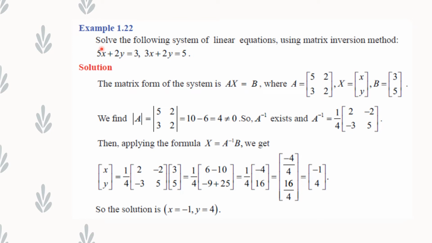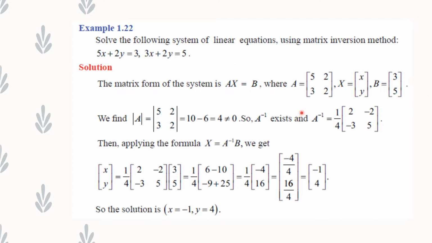Let us see the example. Solve the following system of linear equations using matrix inversion method. Here two equations are given. See the solution. First you have to write the given equations in the form AX equal to B, that is matrix form. Here A is called the coefficient matrix. Here you have to write the coefficients of x and y. And X matrix is x and y, that is the unknown values. Then B is the constant values in the given equations.